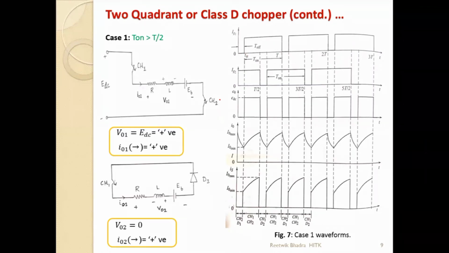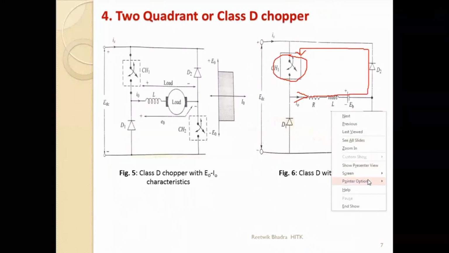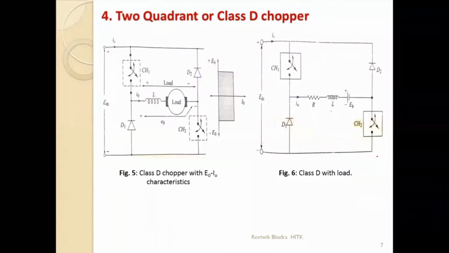I'll go to this main figure. Now CH2 is on. Now the inductor has to discharge. Current was flowing in this direction only. So how will the inductor current flow? This is off, so it will flow in this direction. This is on. It goes through D1 and completes the path over here. So now what will be on? This load, CH2 and D1.